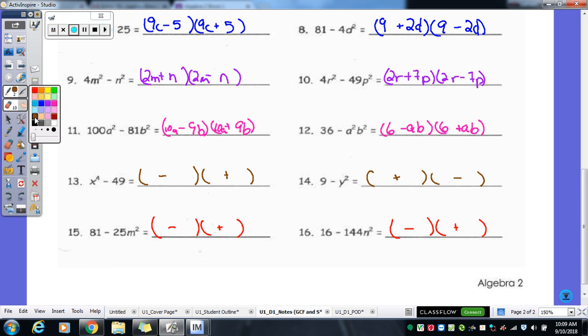When they finally changed the exponent on you, it wasn't just an x squared. It was an x to the 4th. So if you divide that 4 by 2, it would be x squared plus 7, x squared minus 7. Always divide that exponent by 2. That's how you take the square root of it. And 3 plus y, 3 minus y. And then our last row, 9 and 5m, 4 and 12n.